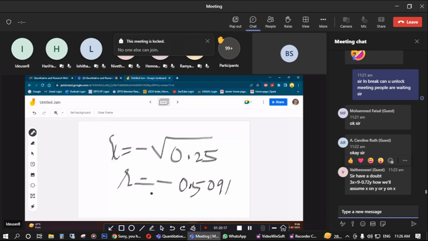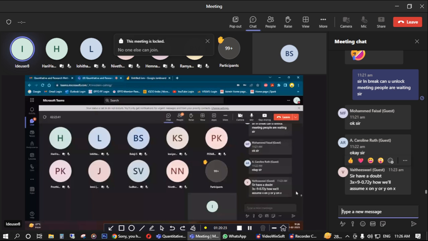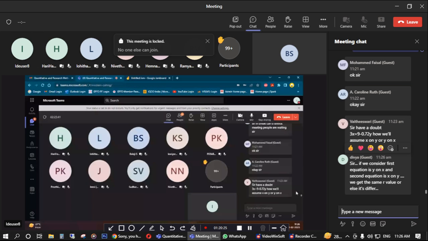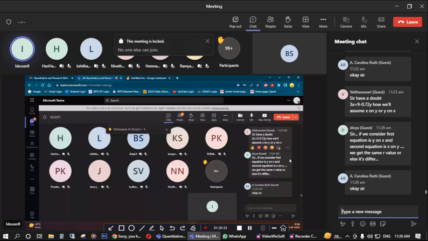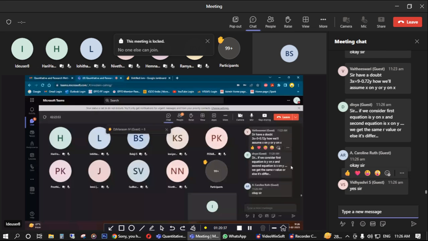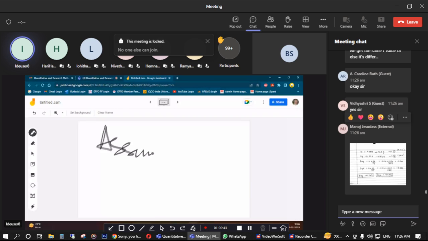Correct? Are you able to understand? Sir, I have a doubt. 3x is equal to 9 minus 0.72y. How will we assume X on Y or Y on X? Okay, very simple. You see here, it is just an assumption. What is assumption?